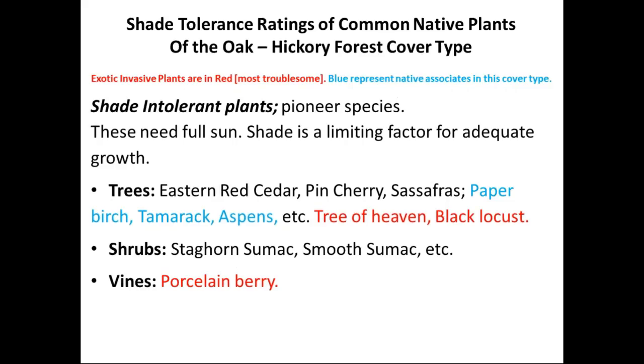And here we have the shade tolerance ratings of some common native plants of the oak hickory forest cover type. I did the oak hickory forest cover type because the country club in Brookline, Mass is just in the oak hickory forest. So this is shade intolerant plants. These are pioneer species. They need full sun. Shade is a limiting factor for adequate growth. Now the trees that are native, that are shade intolerant, are eastern red cedar, pin cherry, sassafras, paper birch, tamarack, aspens, and the intolerant invasives are tree of heaven and black locust. And the shade intolerant invasive vine is porcelain berry vine.